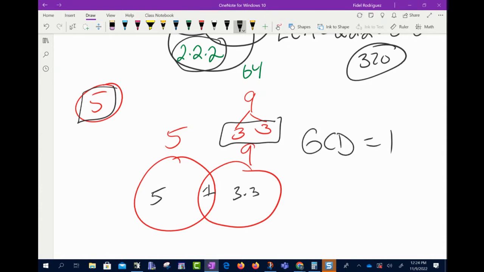So what's my greatest common divisor? The number that we have in common. And 1 is always going to be a number we have in common. And then what's my least common multiple? 5 times 3 times 3, which is 45. Okay.